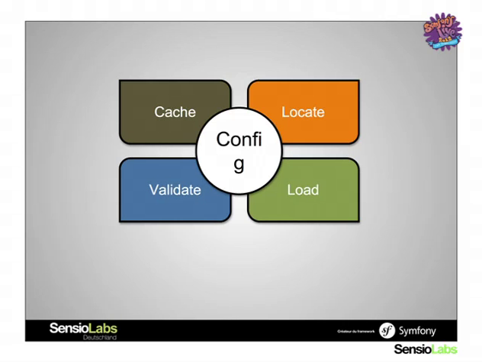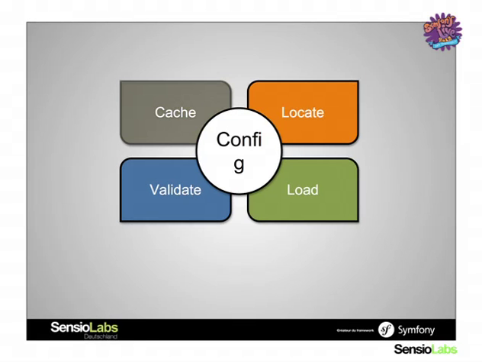So the config component consists of 4 main topics. You can say that. The first one is locating configuration files, loading them, validating them, and caching them. We're going to focus today on only the first 3 of them, because caching is already done for you in Symfony, and it's a bit hidden, and you don't need to take care of that. If you want to use the config component yourself, you can dive into it, but it's not that hard.